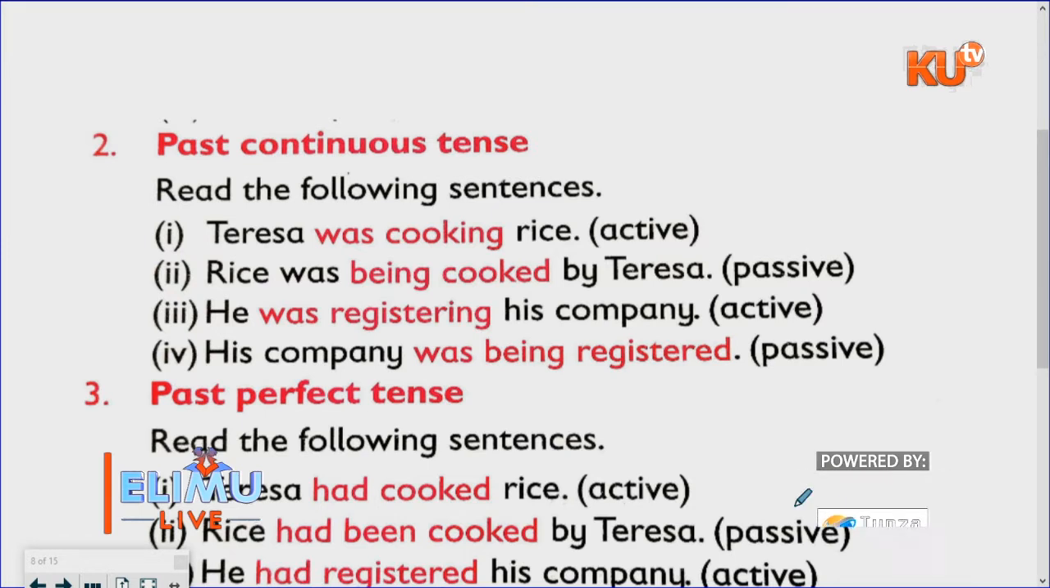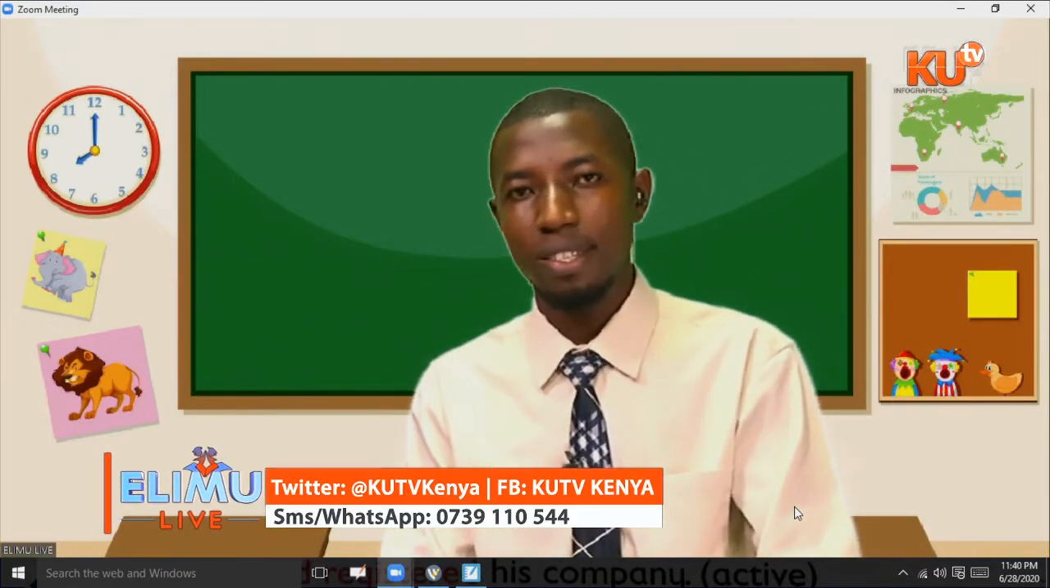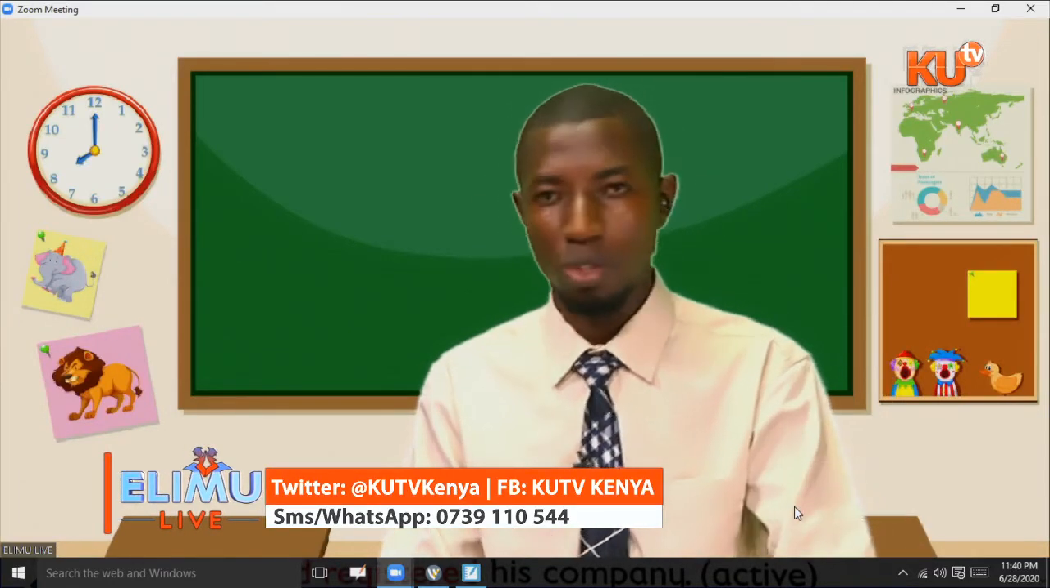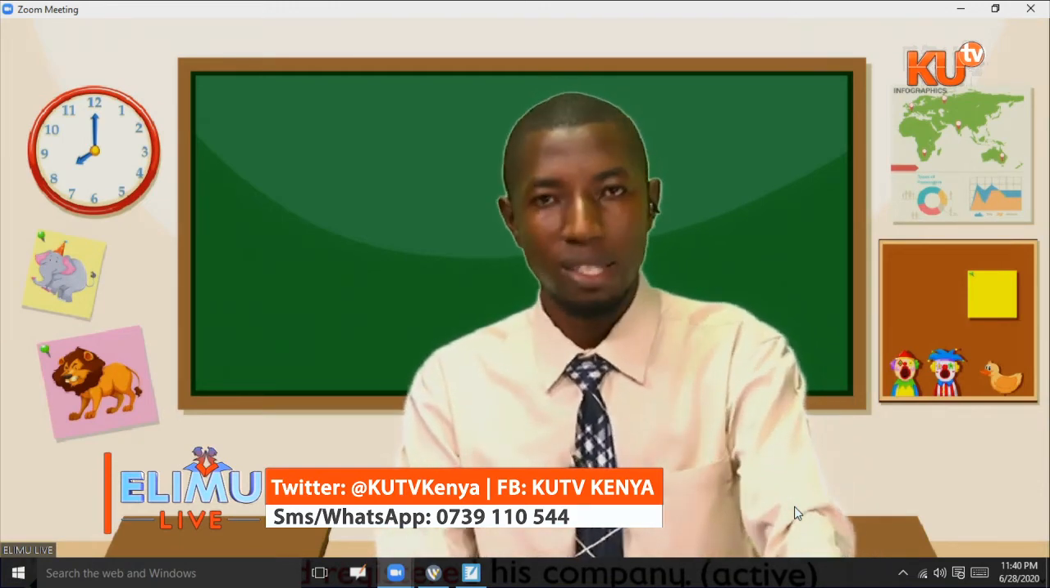And I told you that when changing continuous tense sentences, be they present, be they past, be they future, you will have to use that word there, being. When changing present continuous, past continuous, and future continuous tenses, we use being in our passive voice.